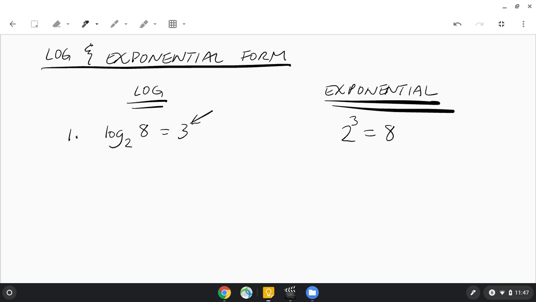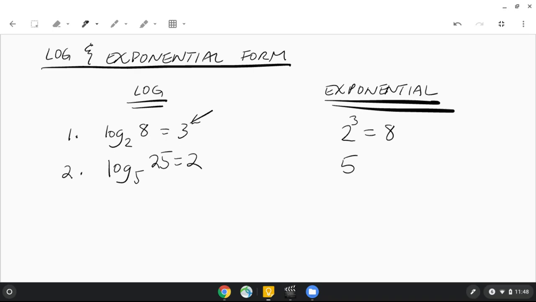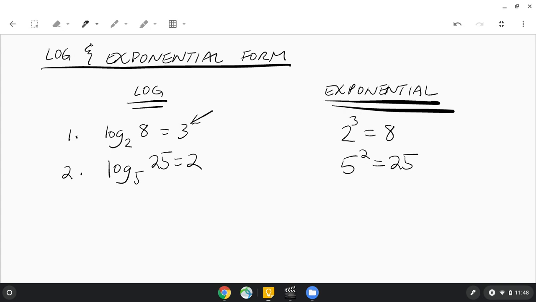Okay, let's have a look at this one. Log base 5 of 25 equals 2. Okay, so here the exponential form of this log would be, again, the same base. If that's base 5, we will also have base 5. And the exponent is going to be the outside number, so 2. And that will equal the inside number, which is 25. And we see that that is true. 5 squared equals 25.